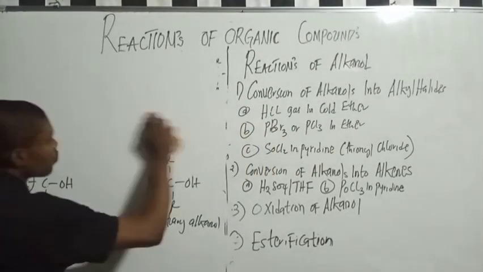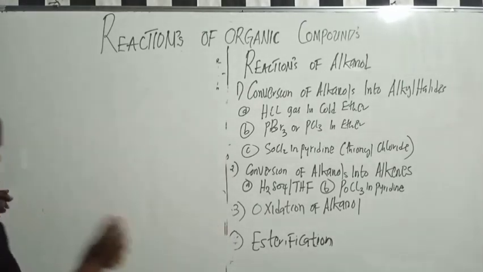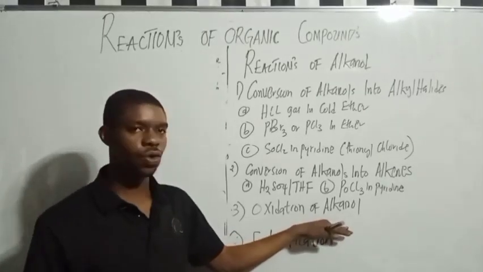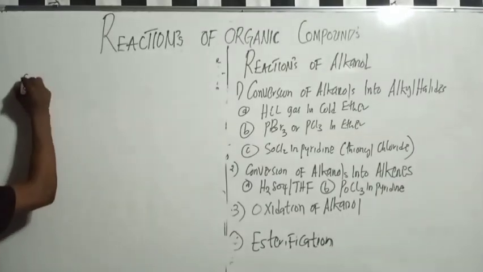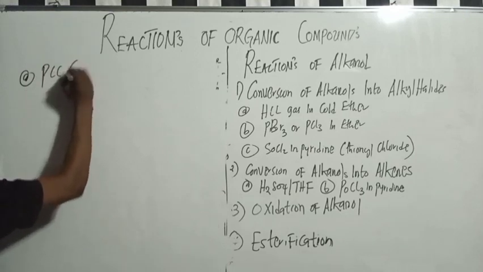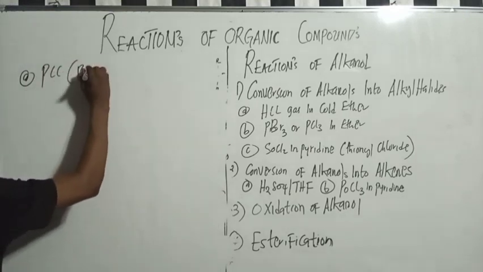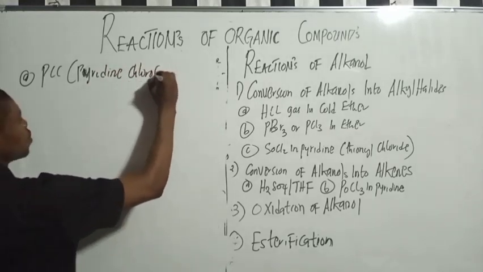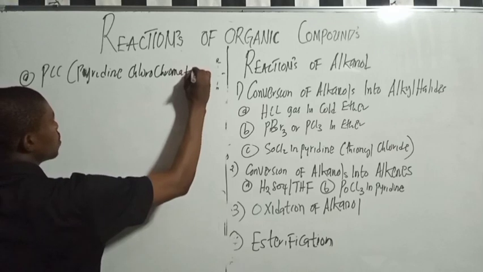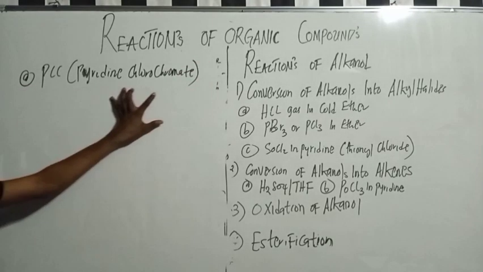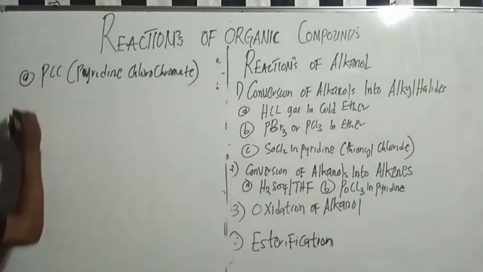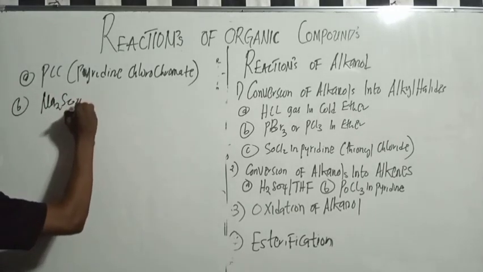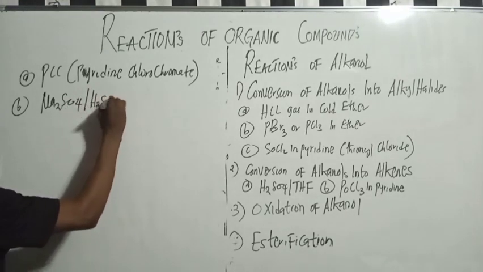3 reagents. We have 3 reagents for the reaction to occur. First, one of the reagents used in the oxidation is PCC, which is called pyridinium chlorochromate. B is Na2SO4 or H2SO4. It's okay.